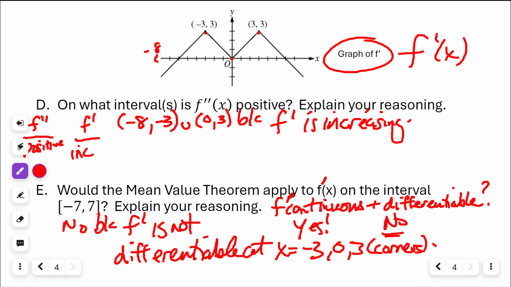Okay? So that's what we're going to do here. We're going to take graphs and use graphs to figure out information about other graphs. All right? Using that concept of the first derivative test.